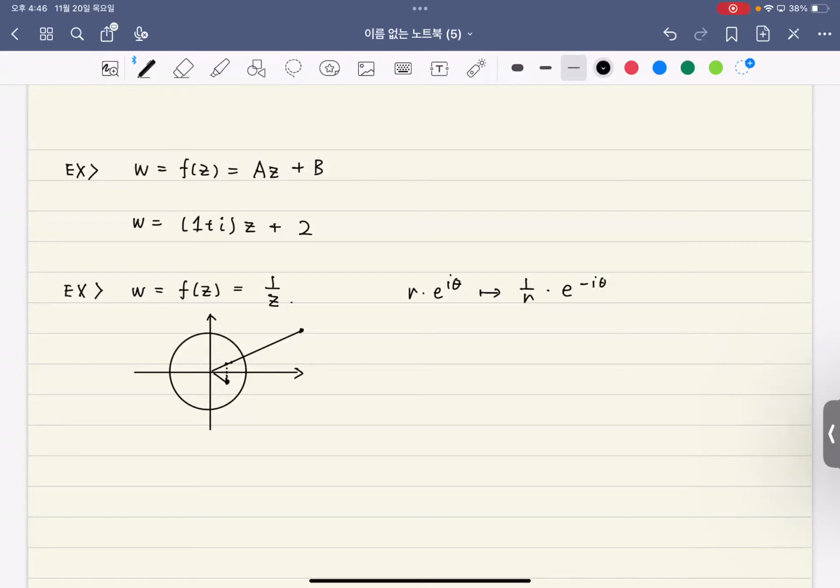And this function has very interesting properties. You can consider this function defined everywhere except for the origin. But if we consider the extended complex plane, which is topologically homeomorphic to S2, then you can think of it as a one-to-one function from S2 to S2, which we will discuss next.